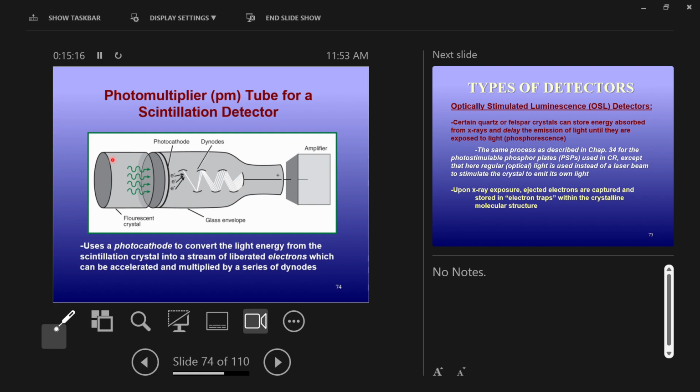Okay, so what comes in this end is an amount of radiation, and out that end is an amount of electric current, and we can infer from the amount of electric current how much radiation came in that end. Okay, scintillating detector.